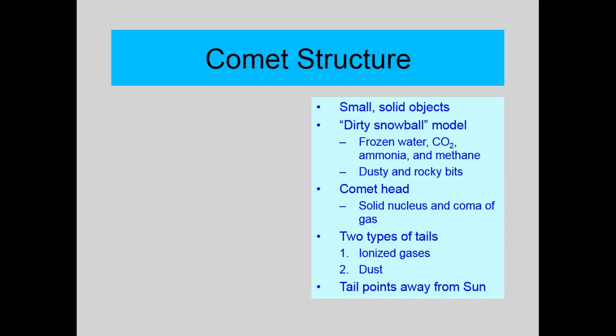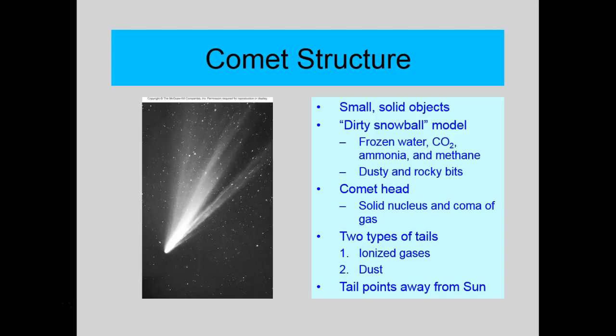The other type of tail is dust. That's just reflecting light. As it gets closer to the sun, then you'll see that tail. Now, here's a picture of an actual comet. Where is the sun in this picture? I mean, you don't see it in the picture, but where would it be relative to the picture? Yes, over here somewhere. The comet head always points toward the sun, the tail pointing away from the sun.